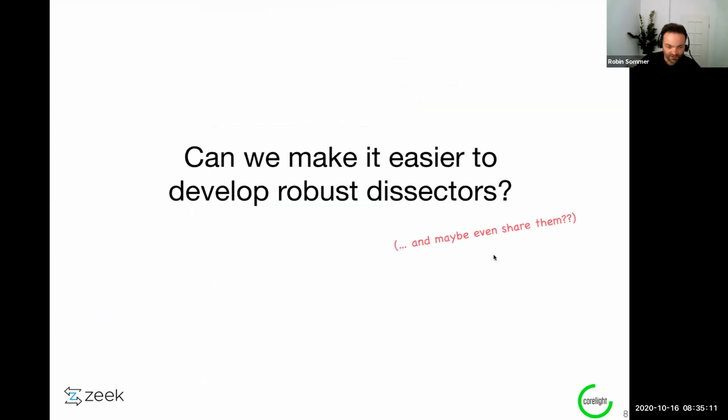So that all leads to the question of how we can make it easier to develop robust and efficient dissectors. And to put that seed into your head, is there maybe even a way to benefit from what the other communities in our space are doing? Can we maybe share some dissectors? And that is hard in the structure I showed, where the dissection logic and the application logic are so interweaved.